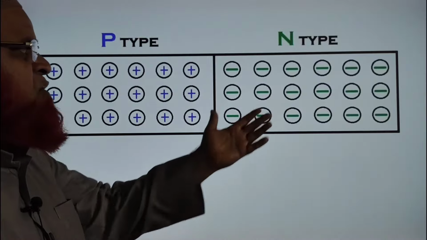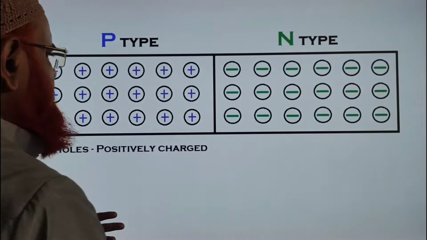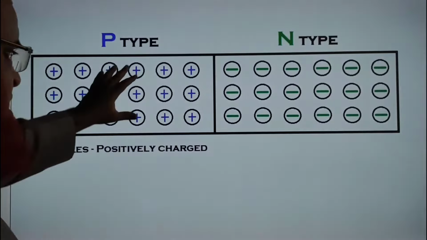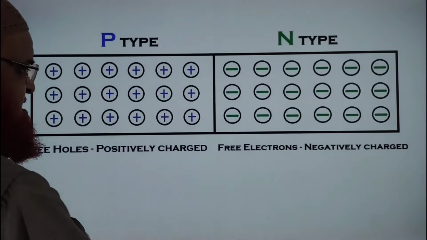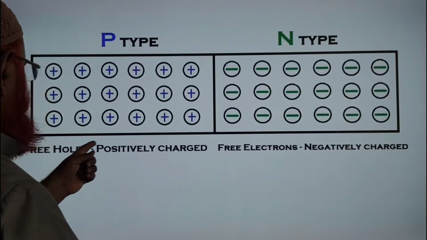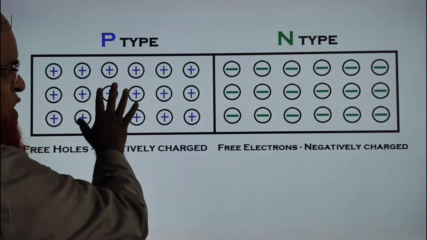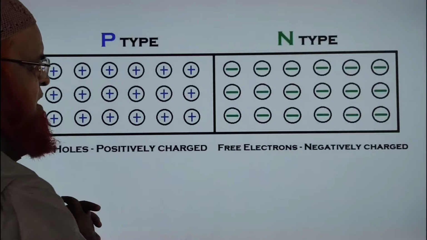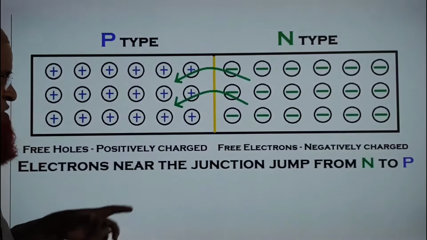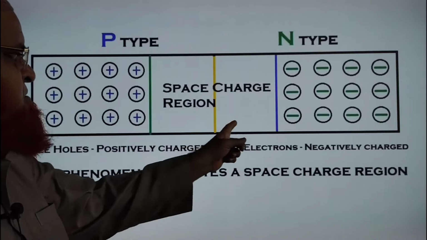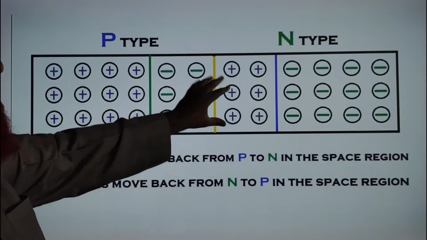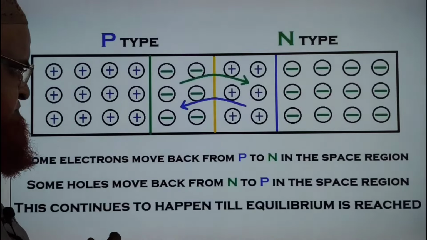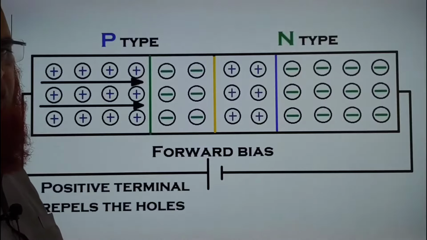In a p-type semiconductor, holes are present here, positive charges. In an n-type, free electrons, negative charges. Holes are positive charges, free electrons negative charge. So holes and electrons are present here. Let us see what is going to happen now. So this is called a PN junction, space charge region. These are called immobile charge carriers after transfer. Okay. So this is called forward bias.